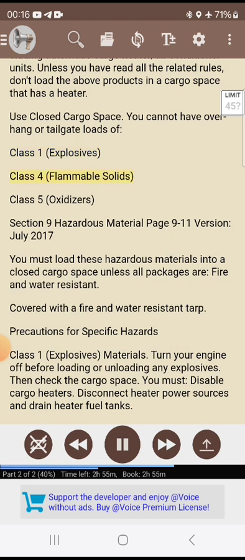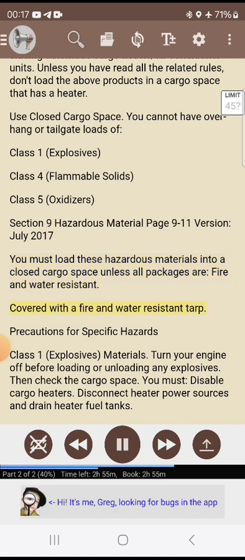Class 4 Flammable solids. Class 5 Oxidizers. Section 9 Hazardous Material, page 9-11, version July 2017. You must load these hazardous materials into a closed cargo space unless all packages are fire and water resistant, or covered with a fire and water resistant tarp.